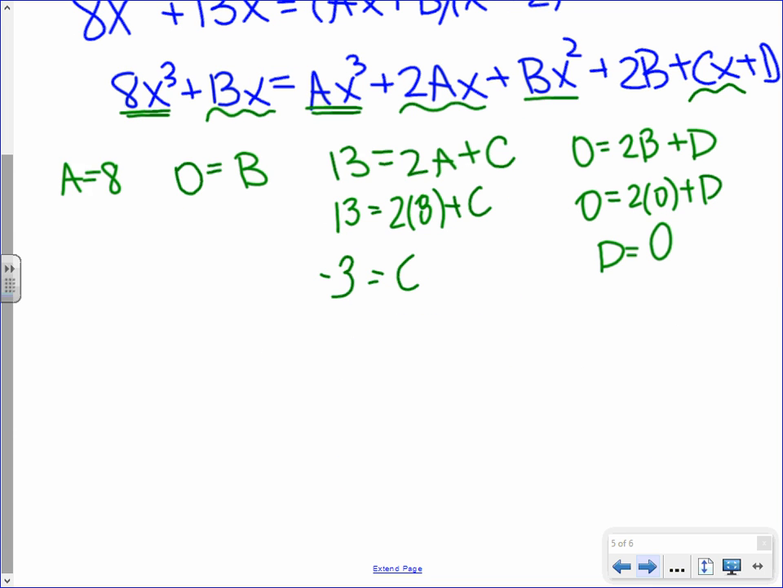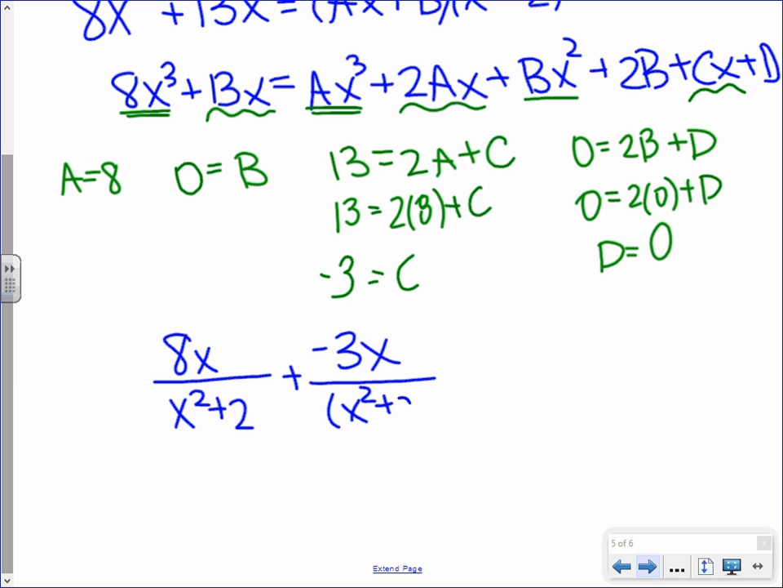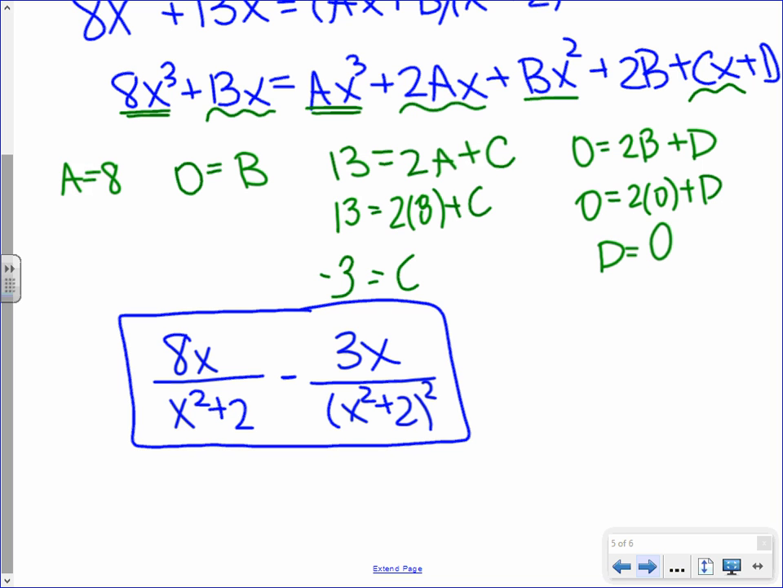So our partial fraction decomposition is ax plus b over x squared plus 2 plus cx plus d over x squared plus 2, the quantity squared. So I'm going to go ahead and make this minus. Okay. If we had a d value, we'd want to leave it as negative 3x plus d. But since d is 0, we can go ahead and write that as subtraction instead.